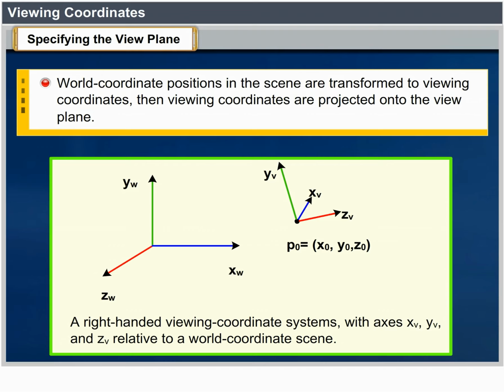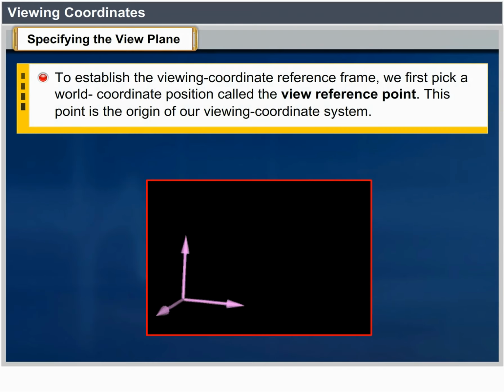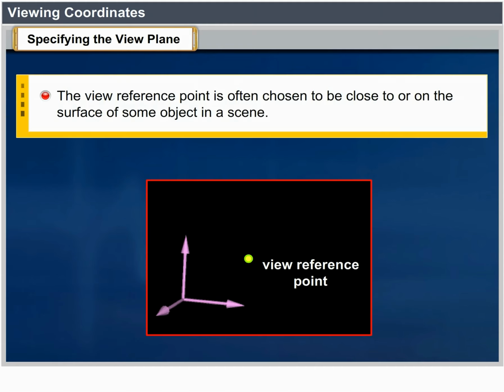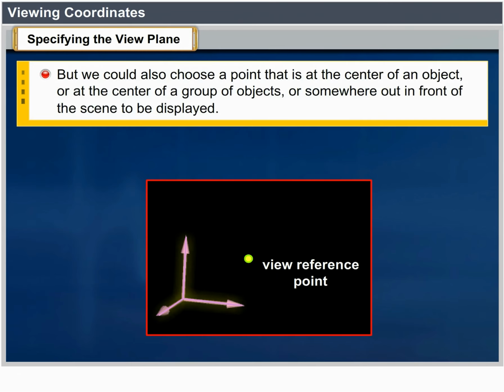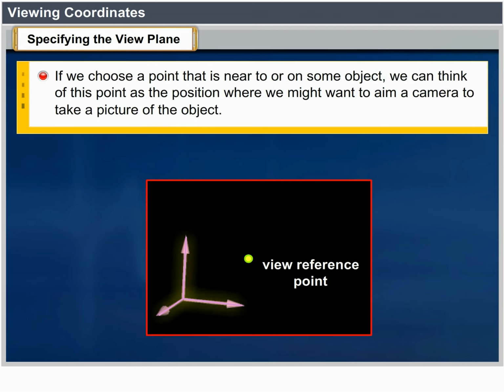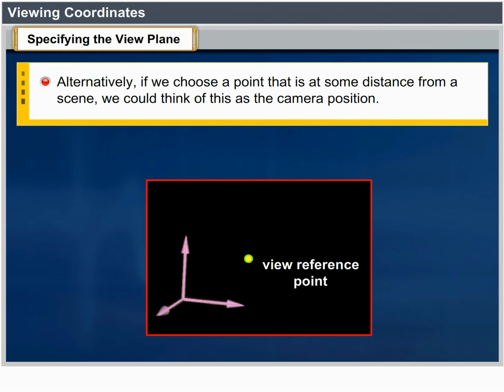To establish the viewing coordinate reference frame, we first pick a world coordinate position called the view reference point. This point is the origin of our viewing coordinate system. The view reference point is often chosen to be close to or on the surface of some object in a scene. But we could also choose a point that is at the center of an object, or at the center of a group of objects, or somewhere out in the front of the scene to be displayed. If we choose a point that is near to or on some object, we can think of this point as a position where we might want to aim a camera to take a picture of the object. Alternatively, if we choose a point that is at some distance from a scene, we could think of this as the camera position.